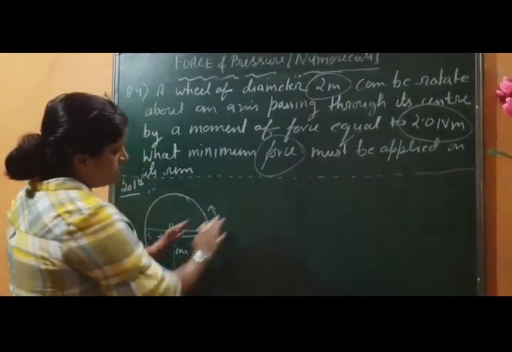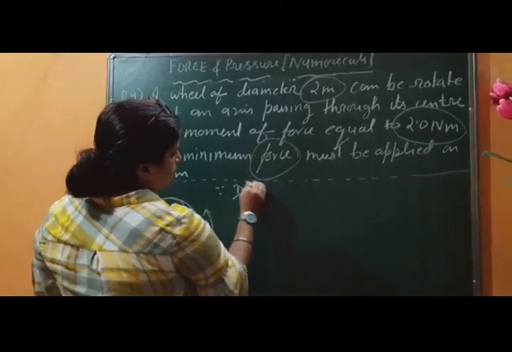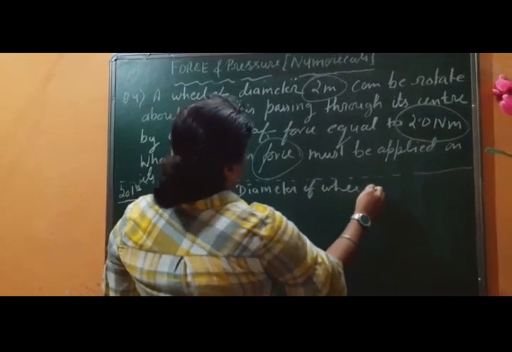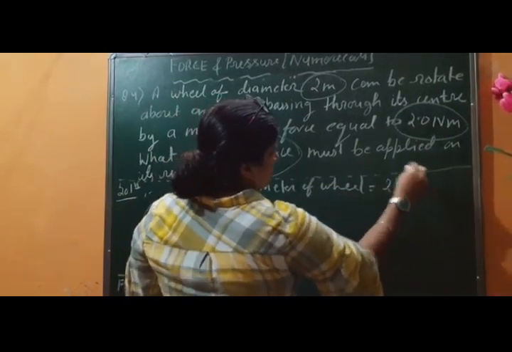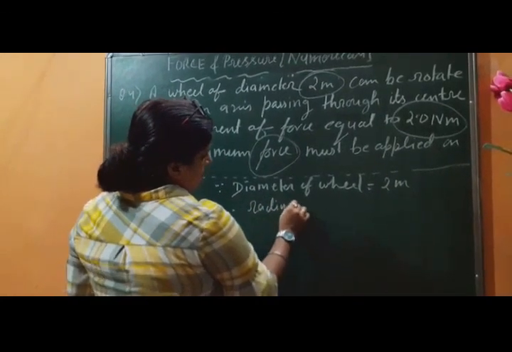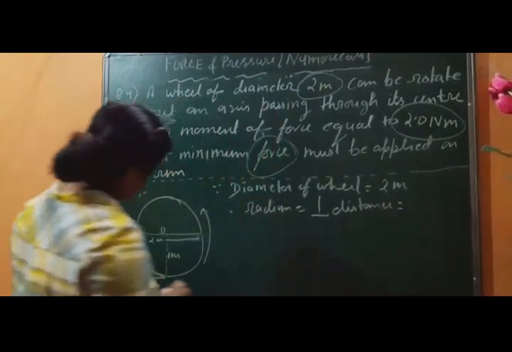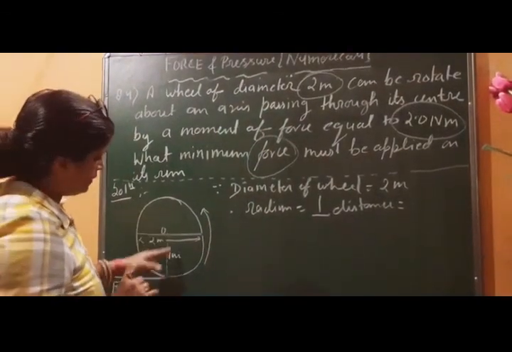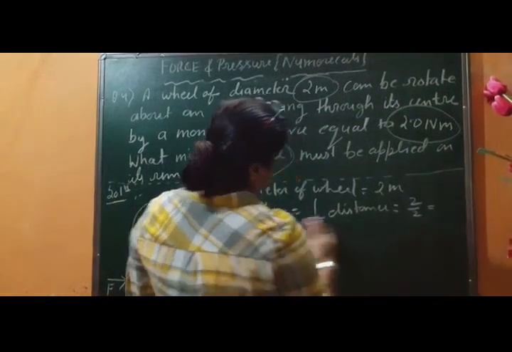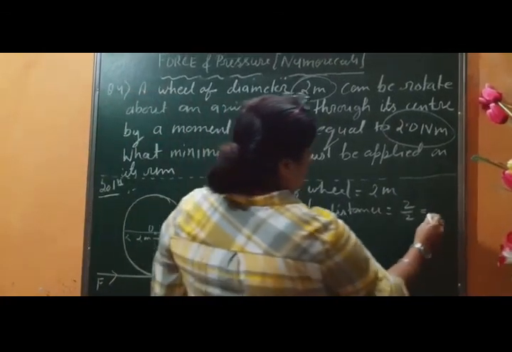So we will do that thing. First of all, we will mention it here. What is given? Since diameter of wheel is equal to 2 meter, therefore radius is the perpendicular distance of the force from where the force is applied to the pivoted point, that is equal to half of the diameter, that is radius, right? It is radius and it is 1 meter.